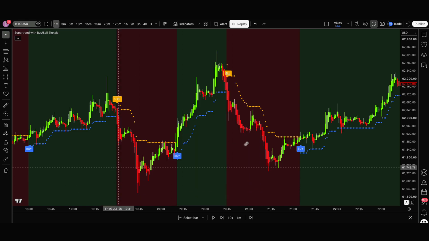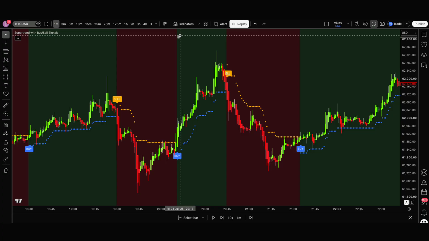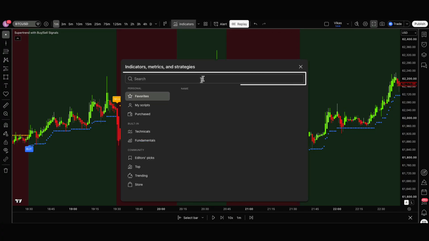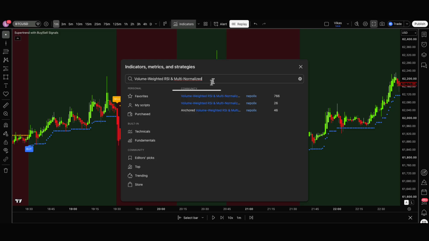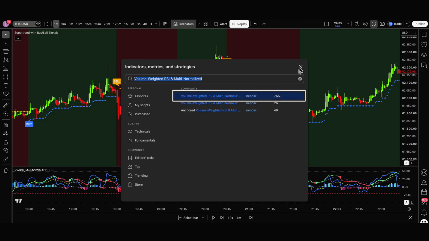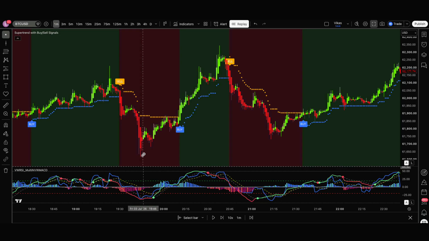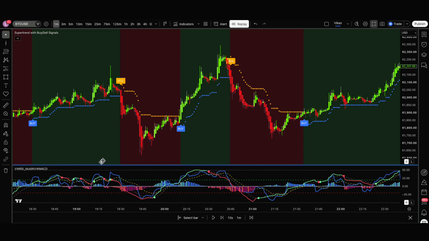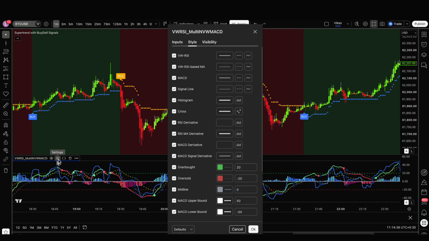Now we'll add one more indicator to make this strategy more powerful. Let's search the indicators for volume-weighted RSI and multi-normalies, and select this one called volume-weighted RSI, created by Nepalix. Now let's access the settings of this indicator so we can modify it to suit our strategy.